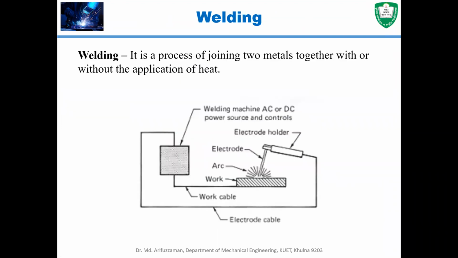To define welding, it's basically a joining method of two metals together, either using heat or without using heat. To produce that heat, there might be different methods. It can be electrical resistance, electric arc, gas heating, or induction heating. Whatever the heating type is, the main purpose of welding is to join two metals together.